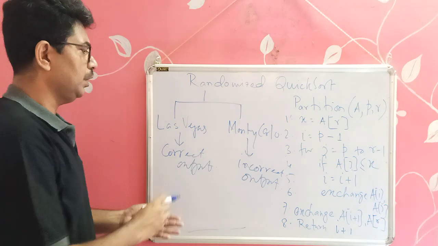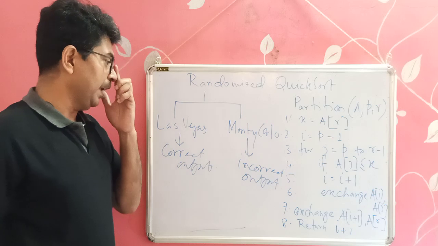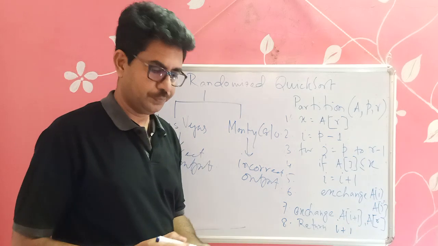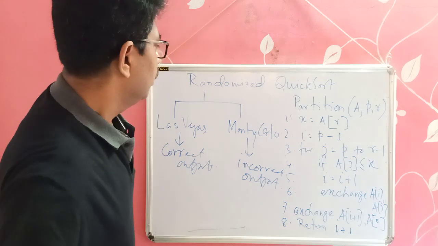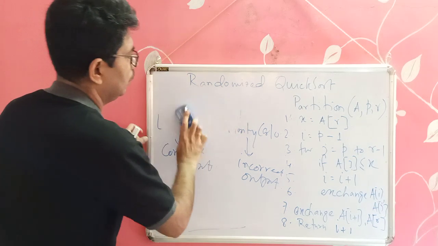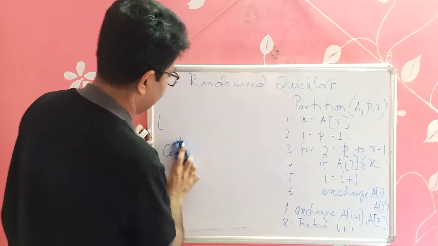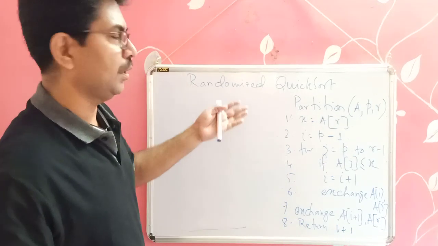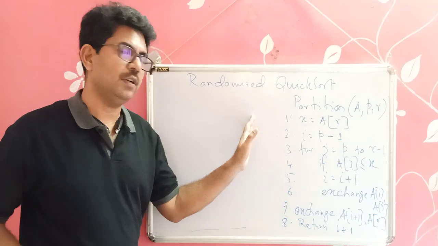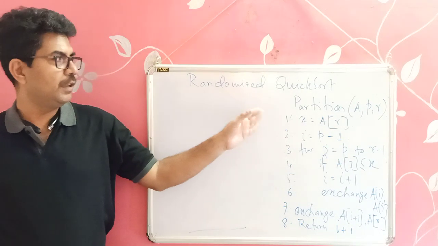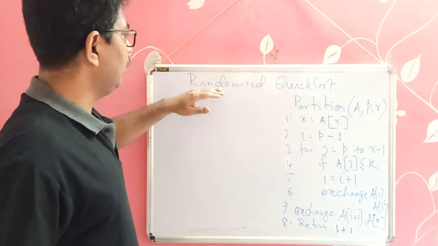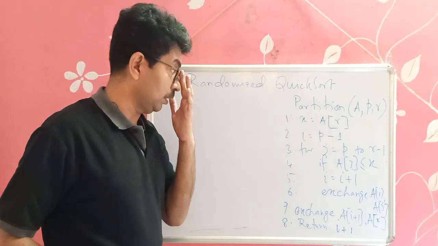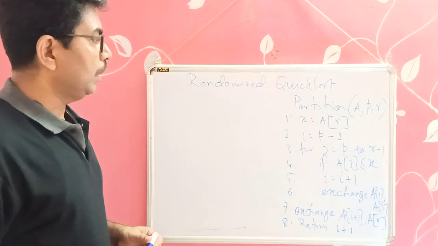Actually, these are deterministic, and here we may sometimes get incorrect output for the same instance. Those who are very interested can go through any book and find more differences between the Las Vegas and the Monte Carlo randomized algorithms. Here our target is to discuss the randomized quicksort, therefore we will concentrate on this only. Then what to do?